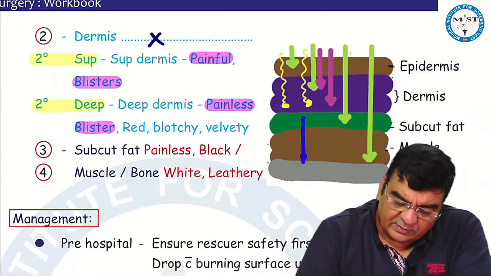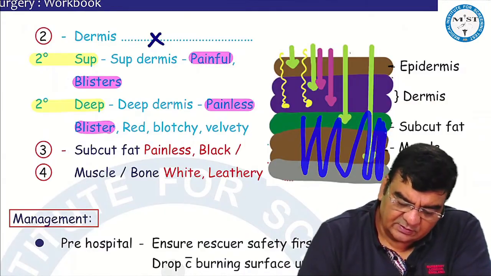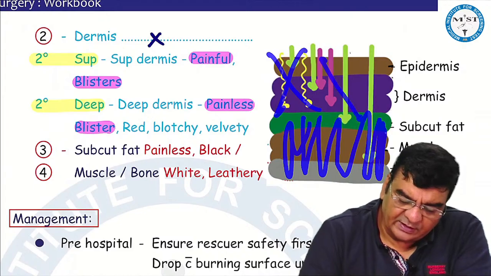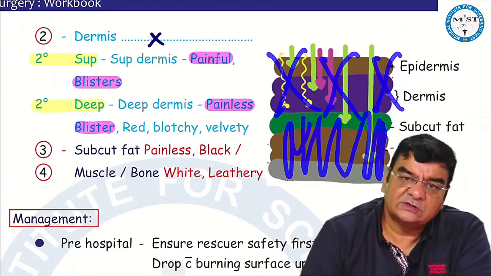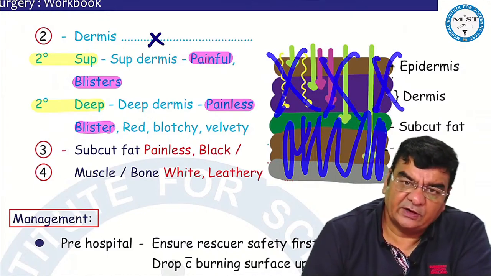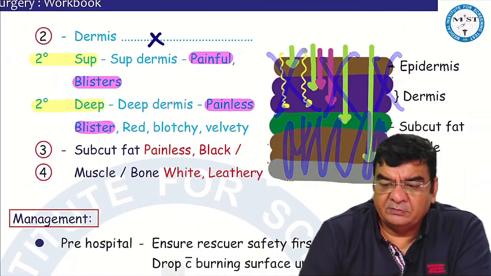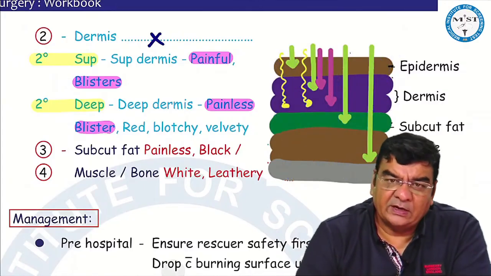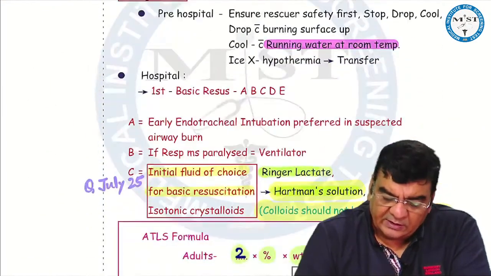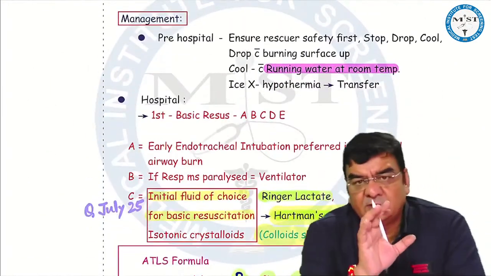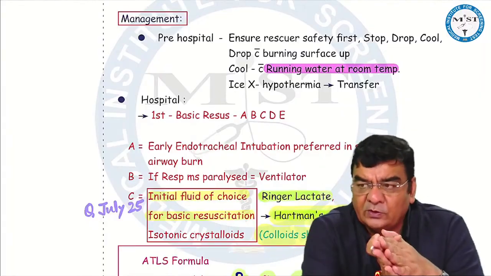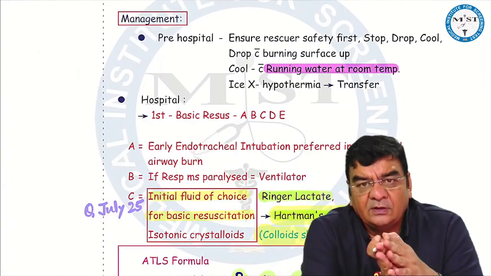In third and fourth degree burns, where skin is completely dead, we have to remove this dead skin and do debridement and skin grafting. These third, fourth degree burns may be black or white, leathery in appearance. They are painless.